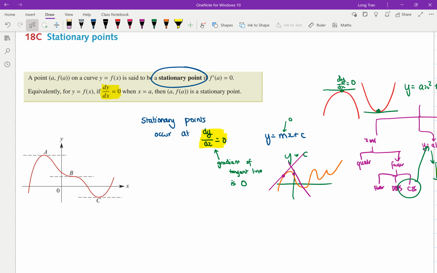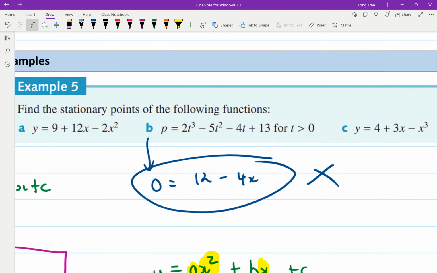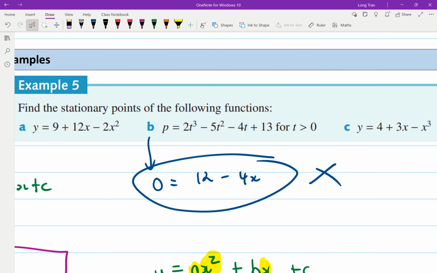Okay, so the first step, you can't do stationary points if you can't derive. No matter what skill you do, if you can't derive it, you can't find the stationary point.